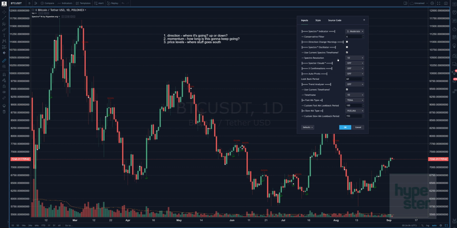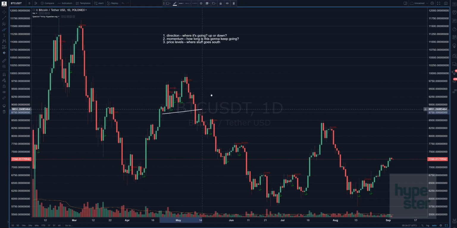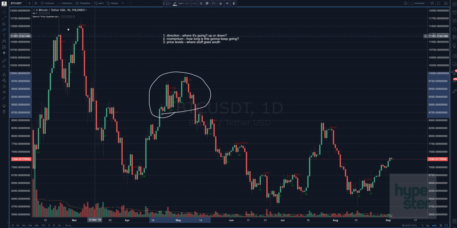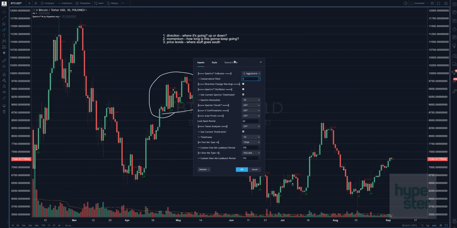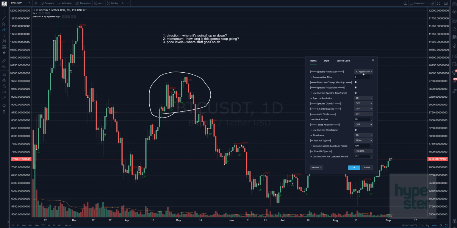So let's start from the start, which is the ups and downs. It's the first field here. As you can see, like most of our features, we have the aggressive mode, moderate mode, and conservative mode. It really depends on what you want to do, but pretty much with aggressive, you're going to get more signals. Just pay attention to this area here so you'll see it very easily. We are on the aggressive mode right now.